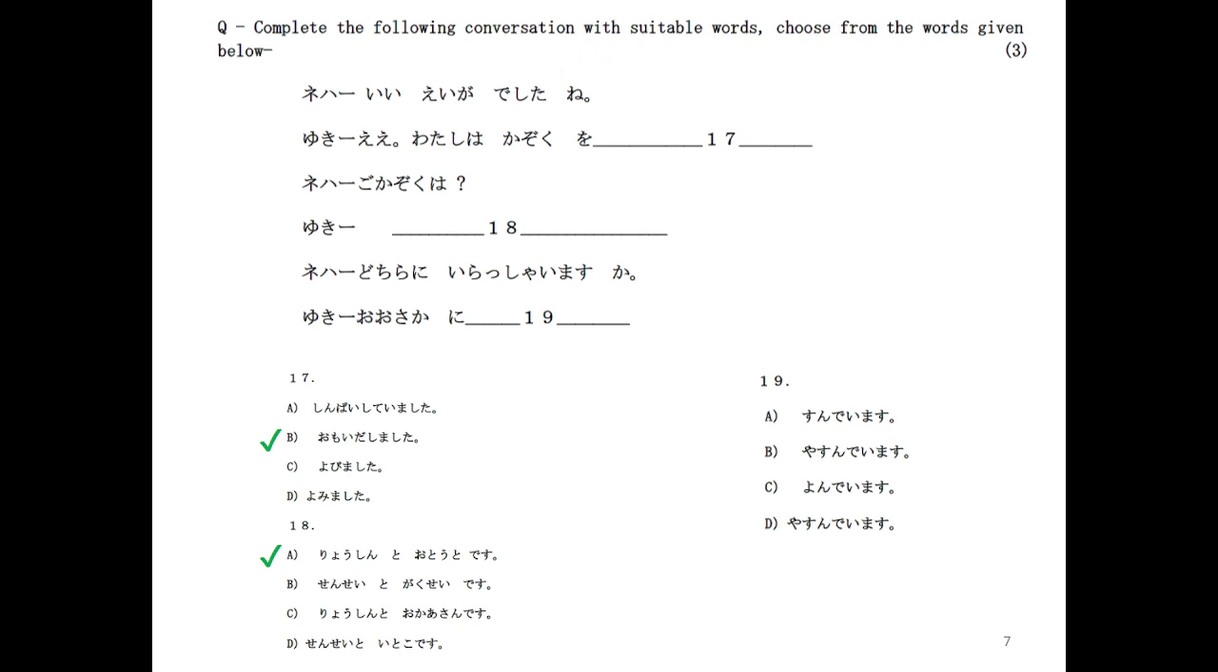Neha says, どちらにいらっしゃいますか? Yuki says, 大阪にダッシュ. What is going to come here? The correct answer is 住んでいます, which is staying, which is option A. Actually, if you see B and D, both are 休んでいます. C is 読んでいます. The answer is A. Let us go to question number 20.